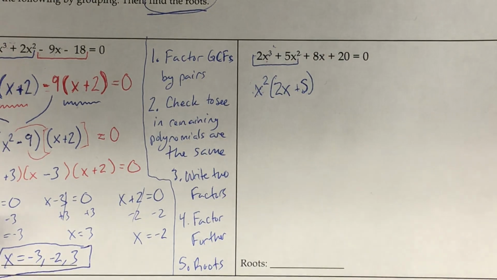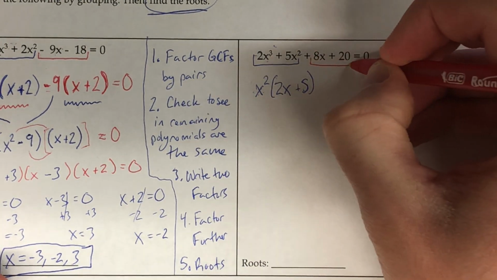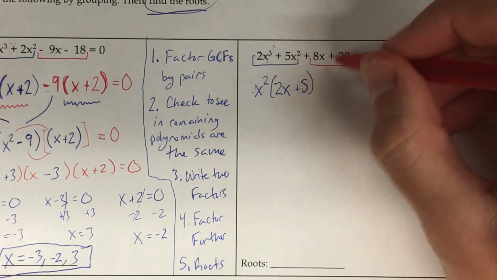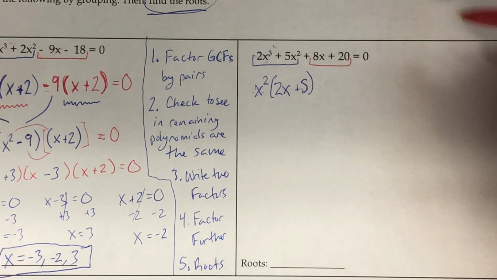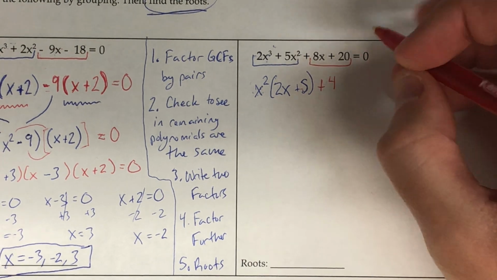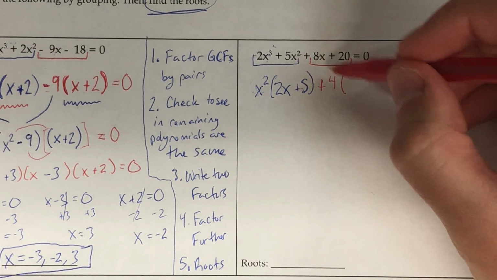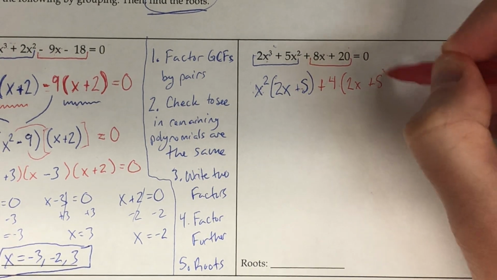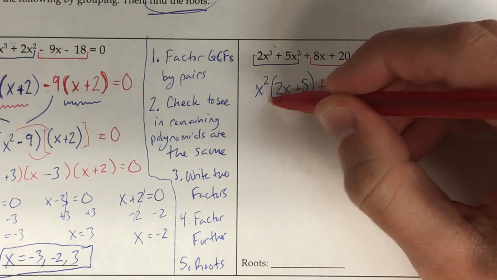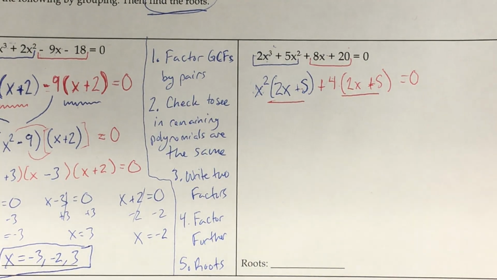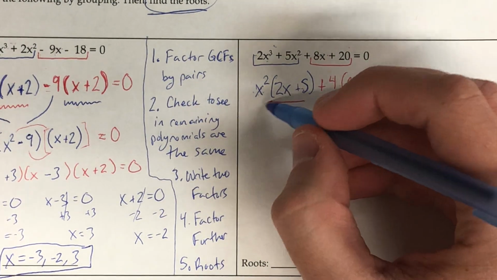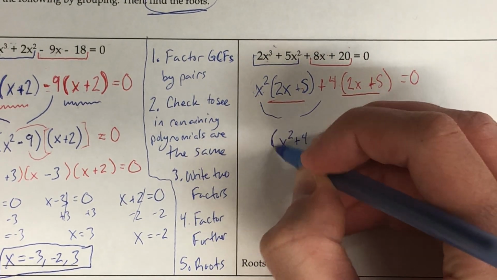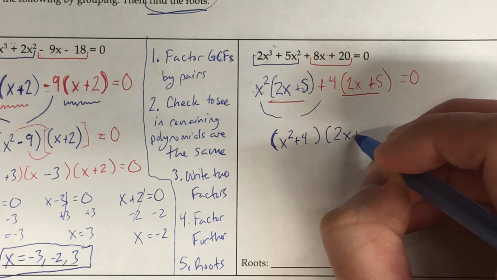So when I'm factoring now these second two, I want to make sure that my remaining polynomial is the same. So let's see our numbers first. So 8 and 20, those are both divisible by 4. So 8 divided by 4 is 2, x divided by nothing is x, 20 divided by 4 is 5. So that looks good, they're both the same. So now what we can do is we can write out our factors of x squared plus 4 and 2x plus 5.